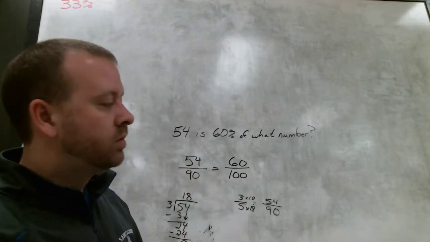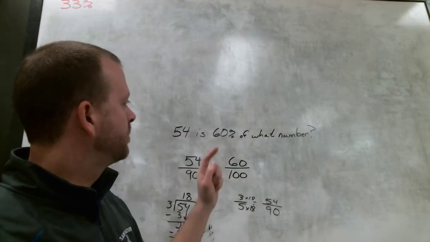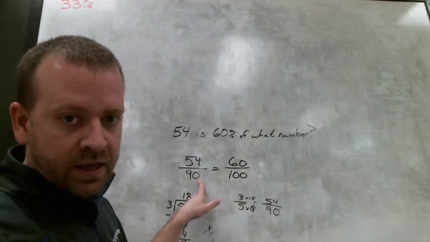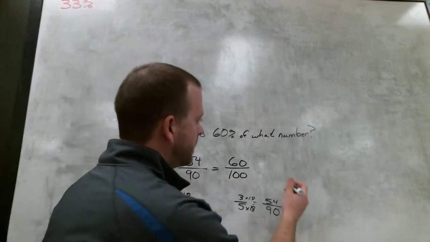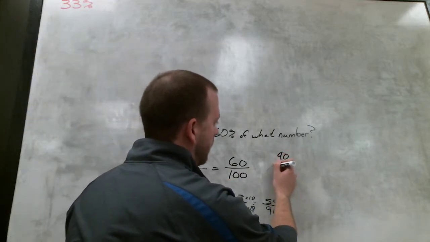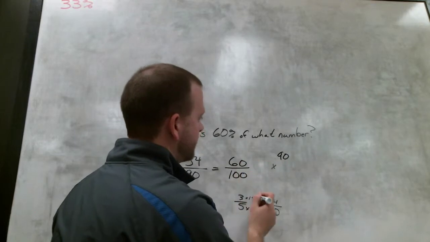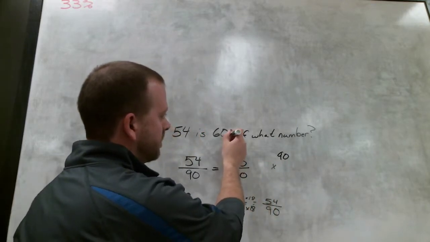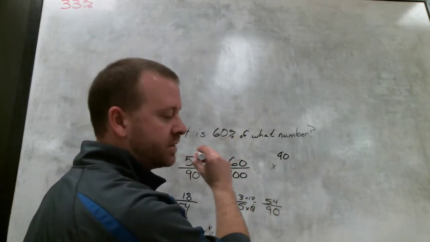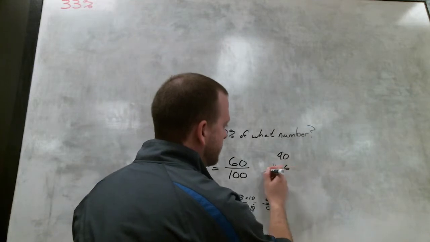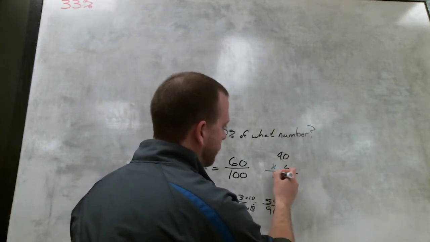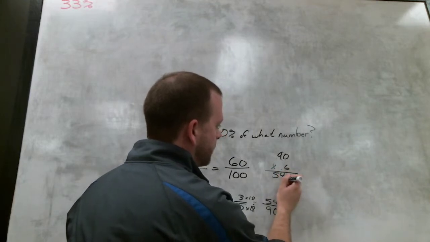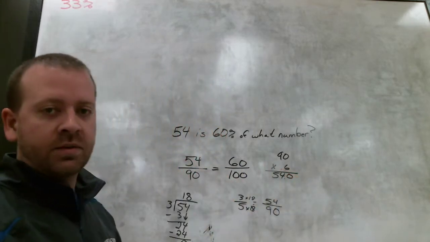And now we know that 54 is 60% of 90. Okay, and we can check that if we really wanted to. We could take 90 and multiply it times what this is as a decimal. Remember, 60% as a decimal, move it over 2 places, 0.6. Move my decimal. Look at that, 54, 54.